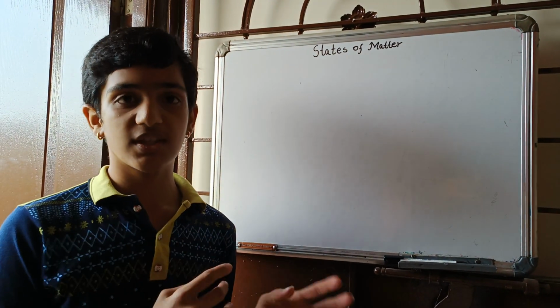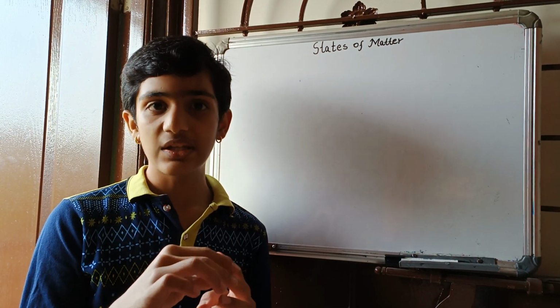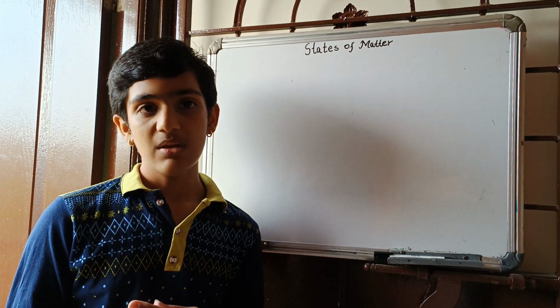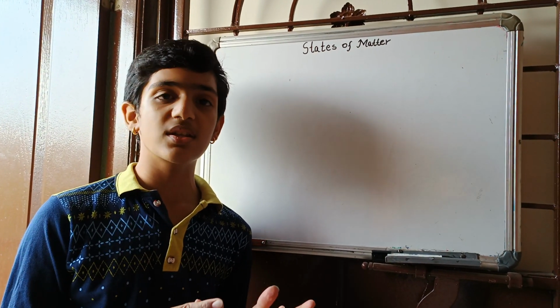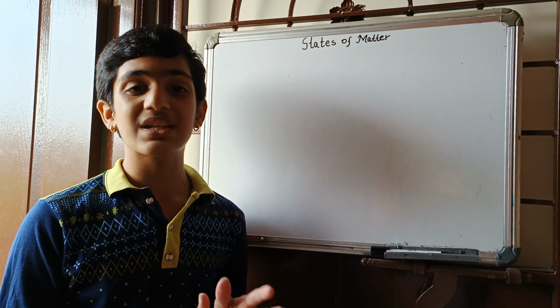Today we are going to learn about states of matter. Now matter is divided into three types: solids, liquids and gases. In this chapter we are going to learn about gases, because solids and liquids will be discussed in chemistry and physics respectively later. Now in gases, today we are going to learn about gas laws.